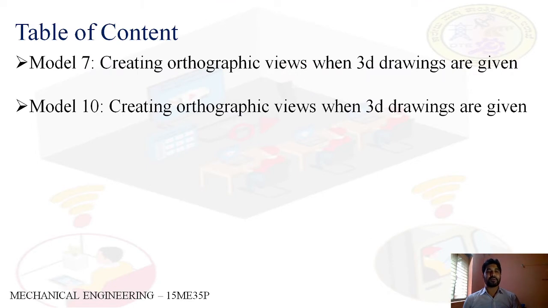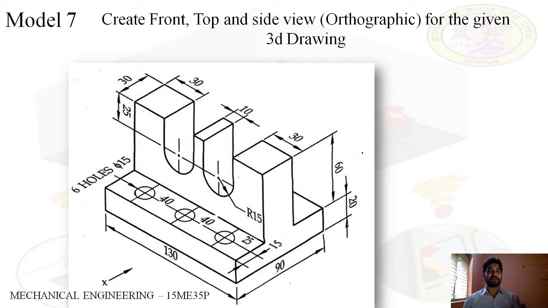In today's session, we are discussing two models, Model 7 and Model 10, which include creating orthographic views when 3D drawings are given. Here comes Model 7: create front, top and side view for the given 3D drawing. So a 3D drawing is given in the problem. For this 3D drawing, you need to draw the front, top and side view, that is, orthographic views. Let me explain how to do this model step by step.